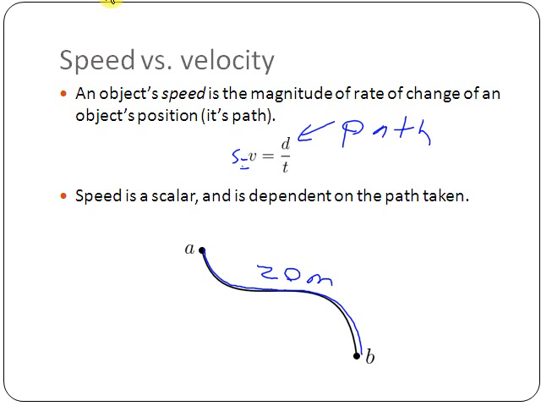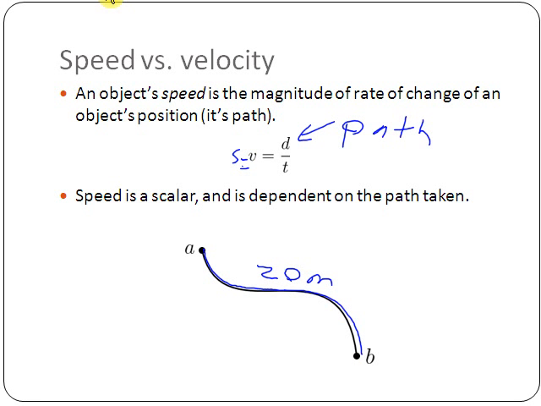Now, speed is a scalar. It doesn't matter what direction it is. When your car says you're going 45 miles per hour, it doesn't say 45 miles per hour north. That's not part of what you're measuring here. You have a speedometer, which measures speed, not velocity. And so speed is a scalar, and it is dependent on the path that's taken.